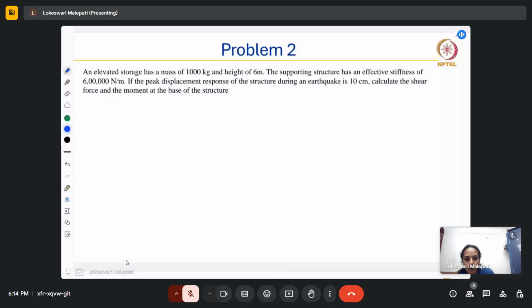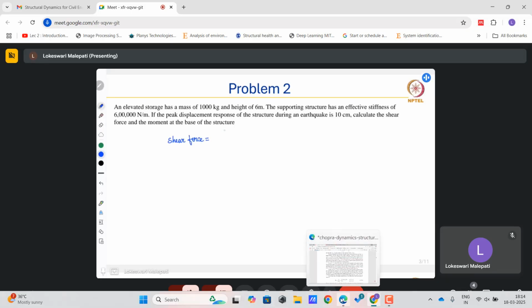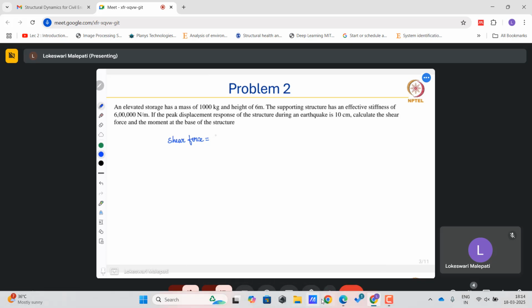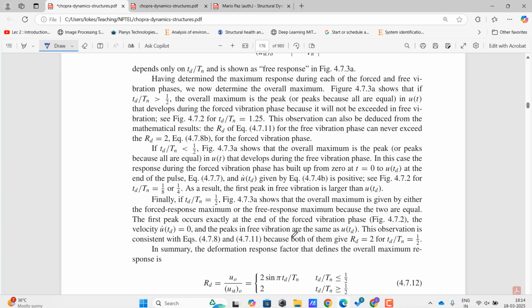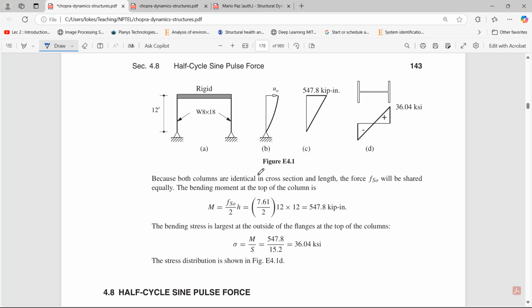Okay. Let's try to solve this problem. So shear force is equal to, they have given 10 centimeters. So you should convert this into meters. Try to find the response and tell me the answer that you're getting.